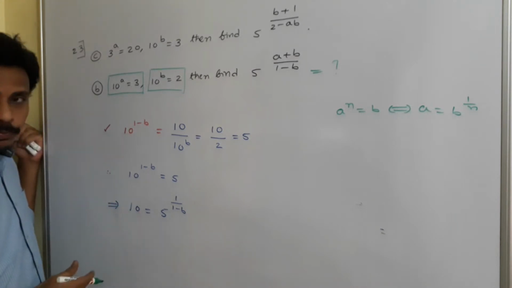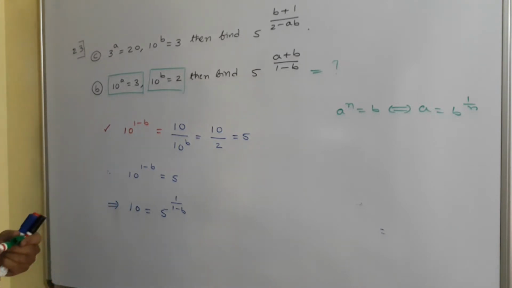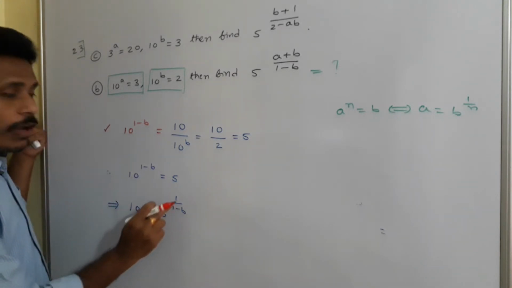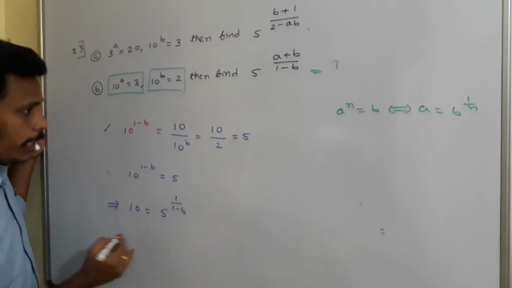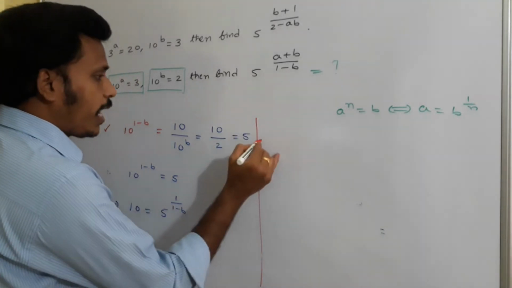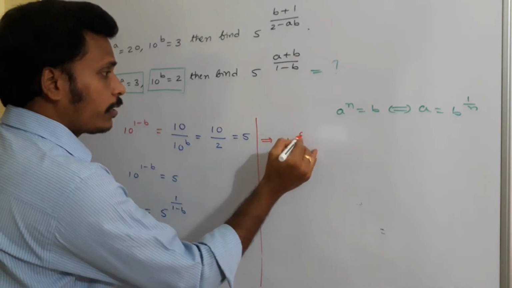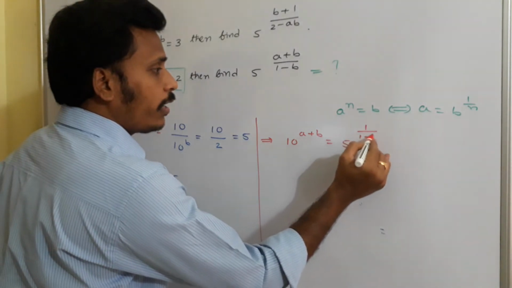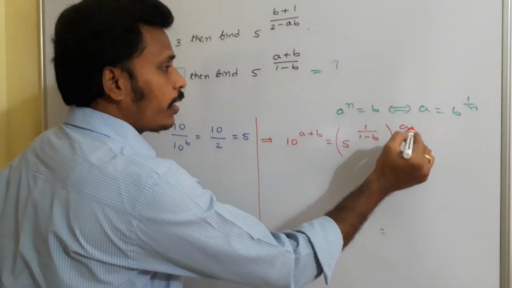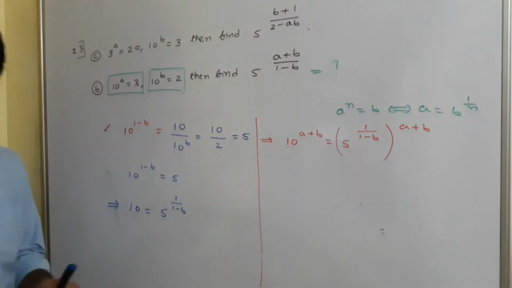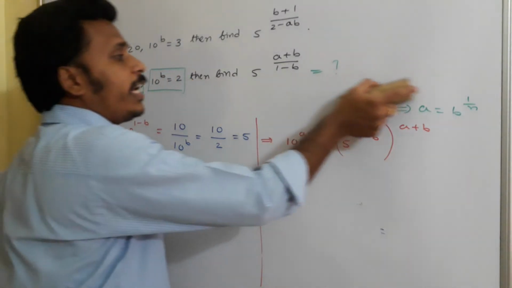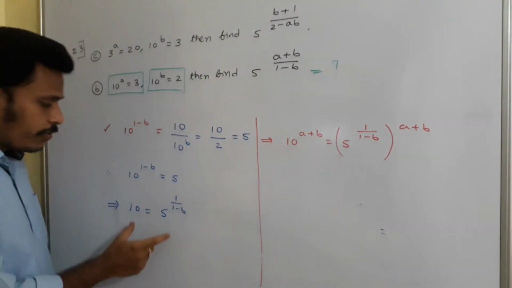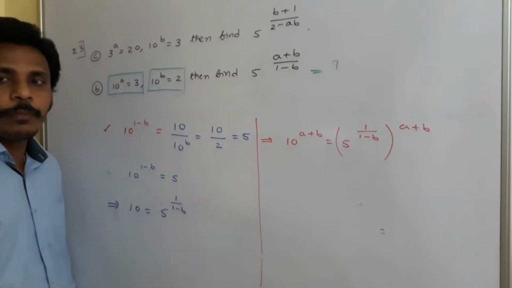So you just apply power (a plus b) on both sides. What I am doing is, for the next step, okay, 10 is equal to 5 power 1 by (1 minus b). Yeah, I do here. So that implies 10 to the power (a plus b) is equal to 5 to the power 1 by (1 minus b), all to the power (a plus b). Is there anything wrong? Just have a look. I need 5 power (a plus b) by (1 minus b). For that requirement, I have this. So I just applied power (a plus b) on both sides.